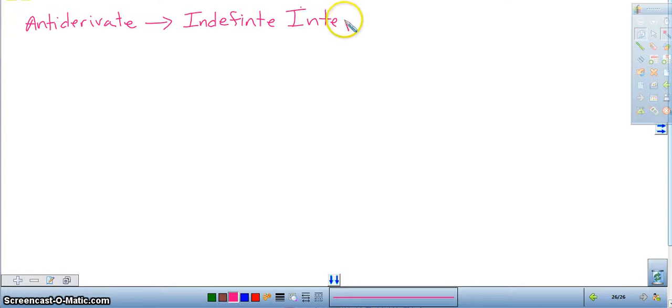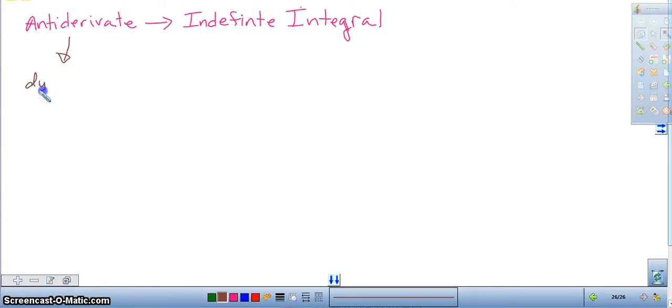And so these are, sorry, I was waiting for my pen to load up there. An antiderivative is a function. An indefinite integral is also a function because they are basically the same thing. So let's talk about this word antiderivative. It means the opposite of a derivative.